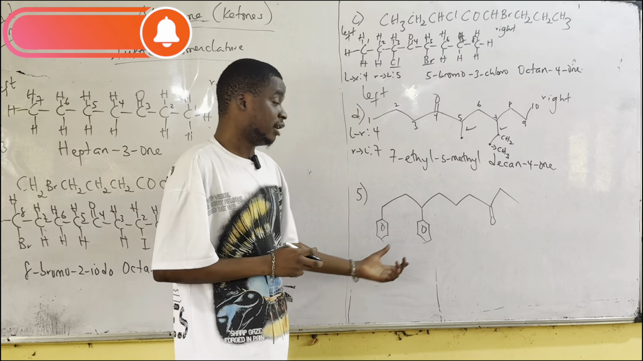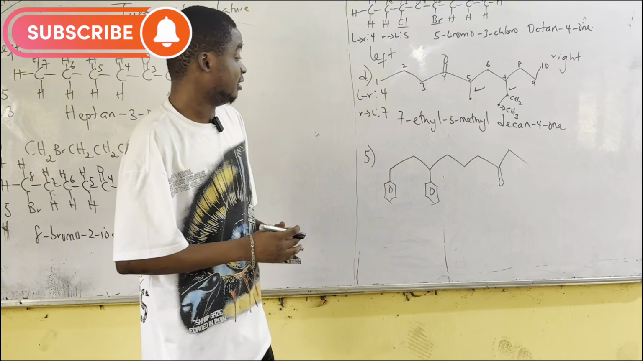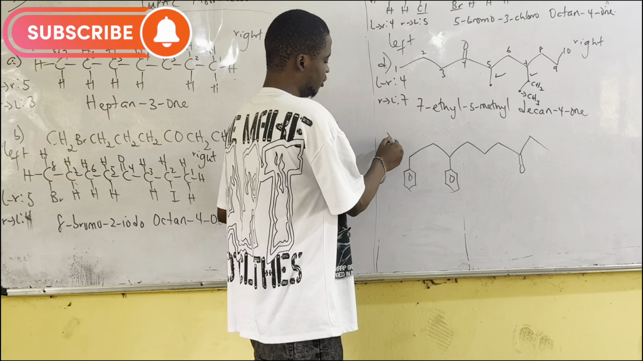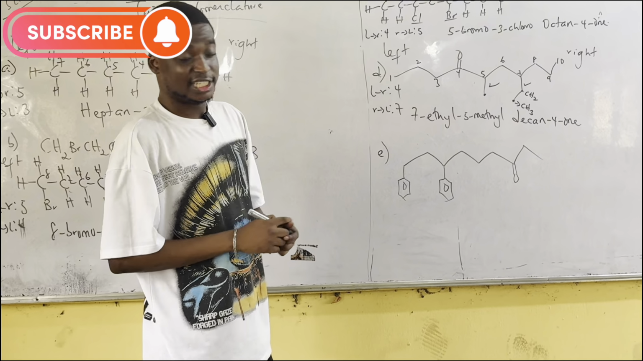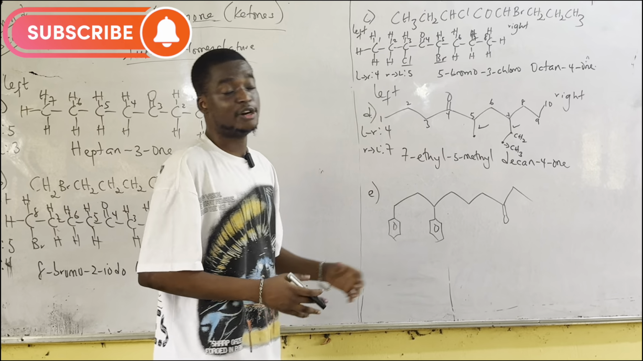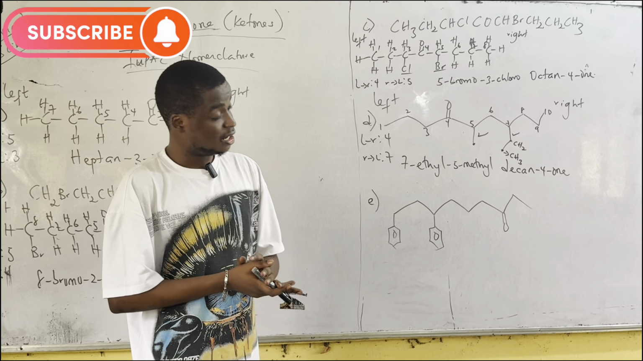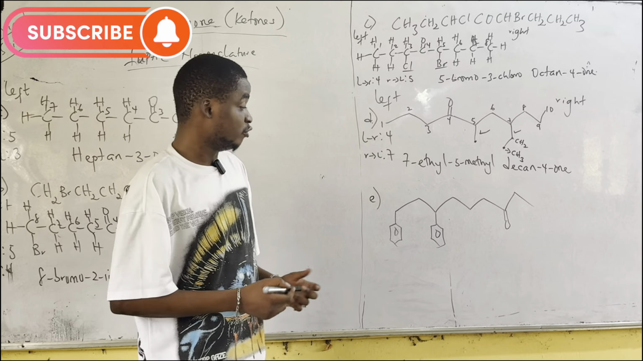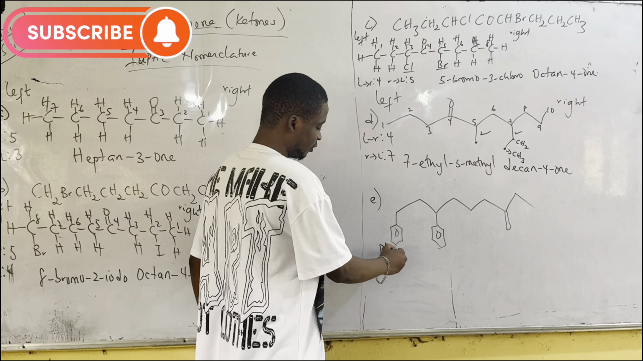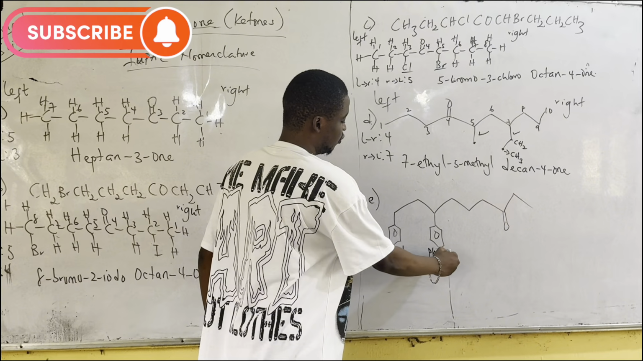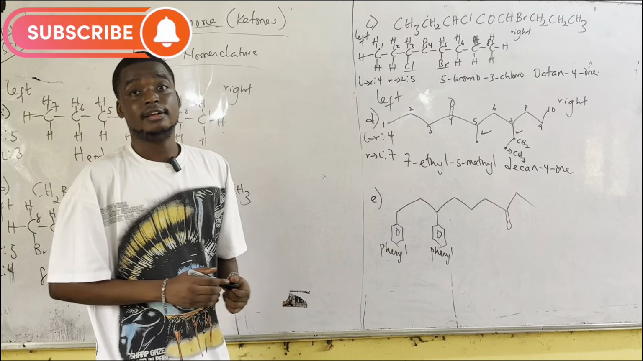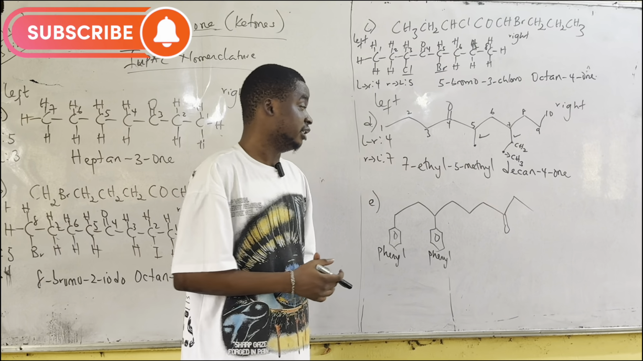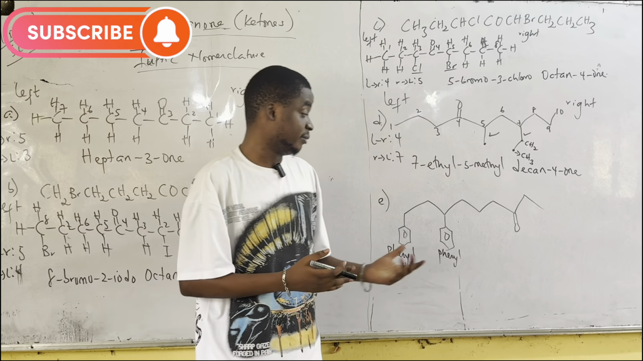Now I'll leave it to you to see if you can get the name for this structure. I'll just give you a hint. These two things you see here are aromatic structures attached to a carbon. Those two structures individually are called phenyl groups. This is a phenyl group. This is another phenyl group. So follow the IUPAC rule for alkanones I've given so far and see if you can name this. Drop the name in the comment section.